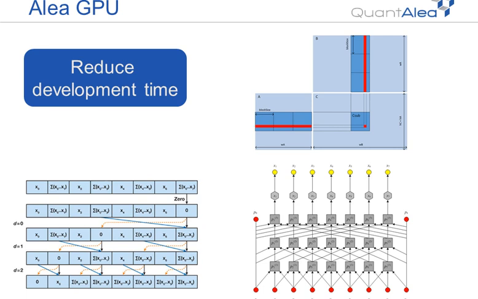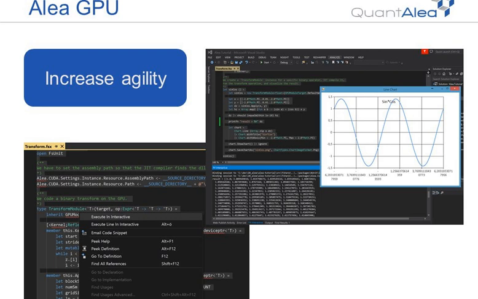Last but not least, a very important feature of Alea GPU is that it increases agility, because you can actually do GPU scripting in the Visual Studio F# interactive console, and there you can repeatedly prototype GPU code. This is possible because our compiler actually supports just-in-time compilation, so that you can run scripts on demand.